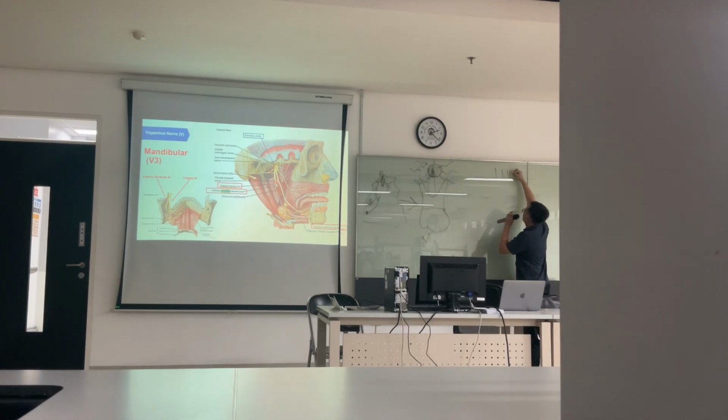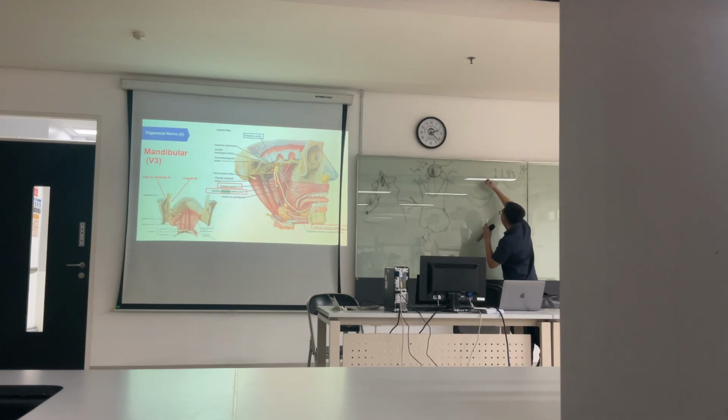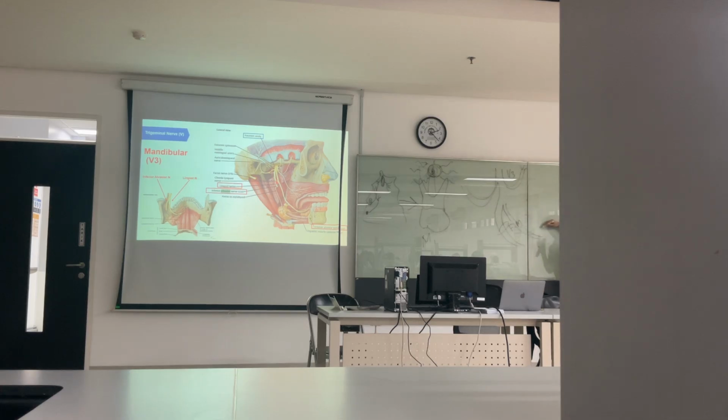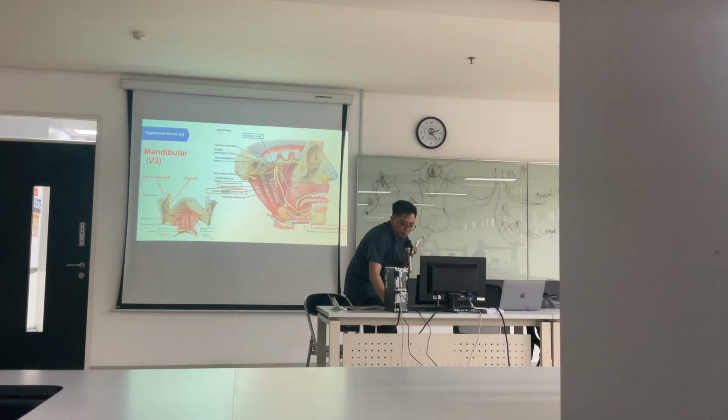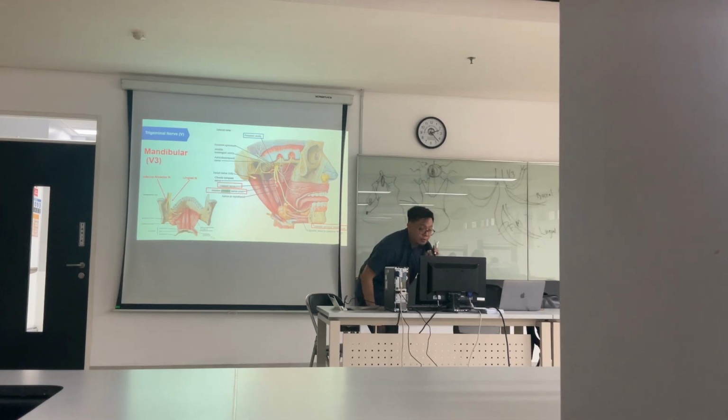So this is the mandible, V3. Some go to the temporal muscle, some to the auriculotemporal, and some go to the foramen mandibular. Some go to the lingual nerve, and some go to the buccal nerve. This one is the buccal nerve. This one is the lingual nerve. This one is the inferior alveolar nerve.